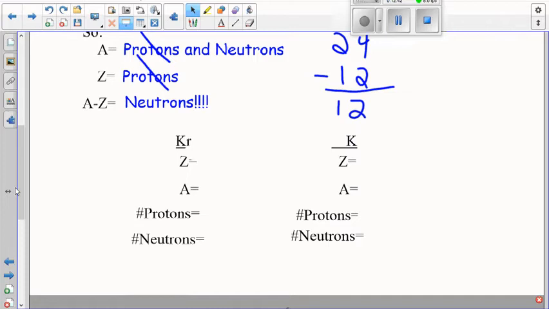Z, A, protons and neutrons for krypton and potassium. K stands for potassium, which seems a little funky, but that will be explained to you later as well. Just not today.